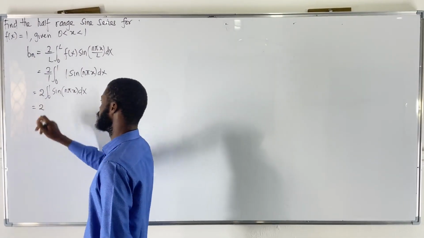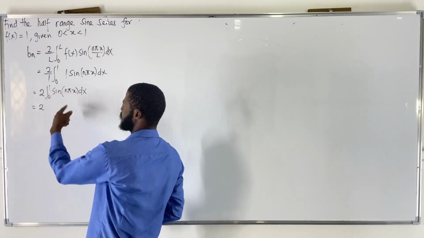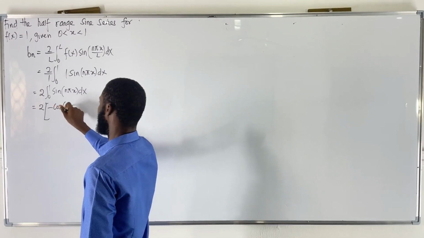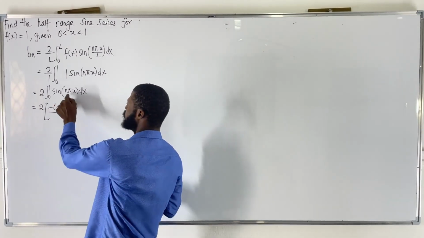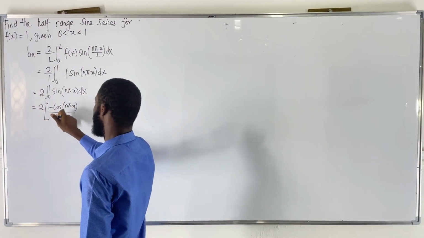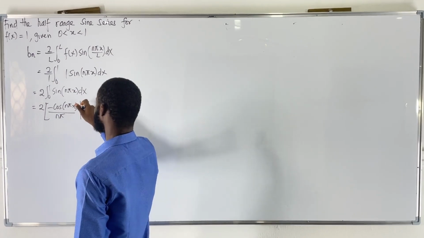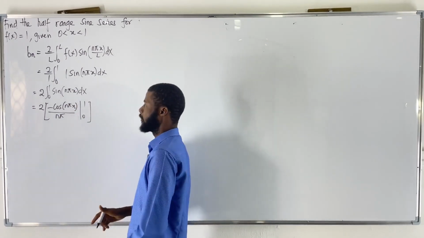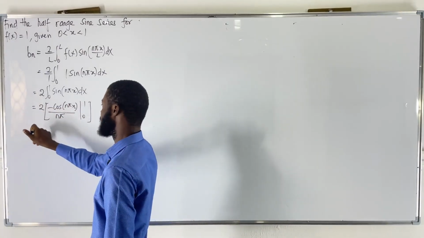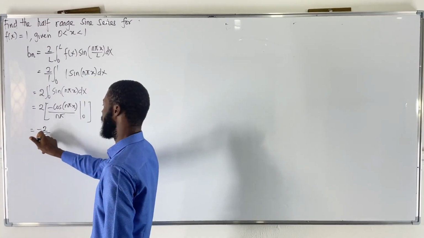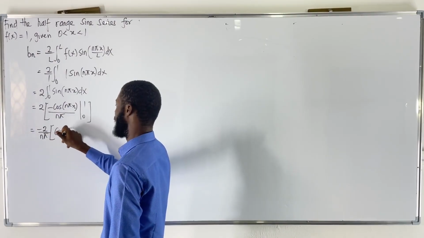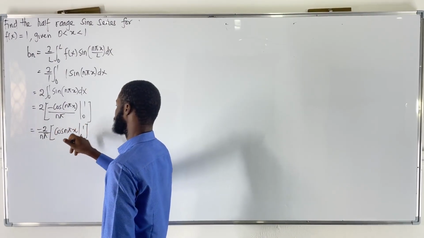So this is 2. Now if you integrate sine, you will get minus cosine. So this is minus cos n pi x over, when you differentiate this bracket, you will get n pi. So this is n pi. And this is from 0 to 1. Beautiful. Now, the minus is a constant. The n pi is also a constant. So let's bring it outside. This is minus 2 over n pi. And then what will be left is cosine of n pi x from 0 to 1.